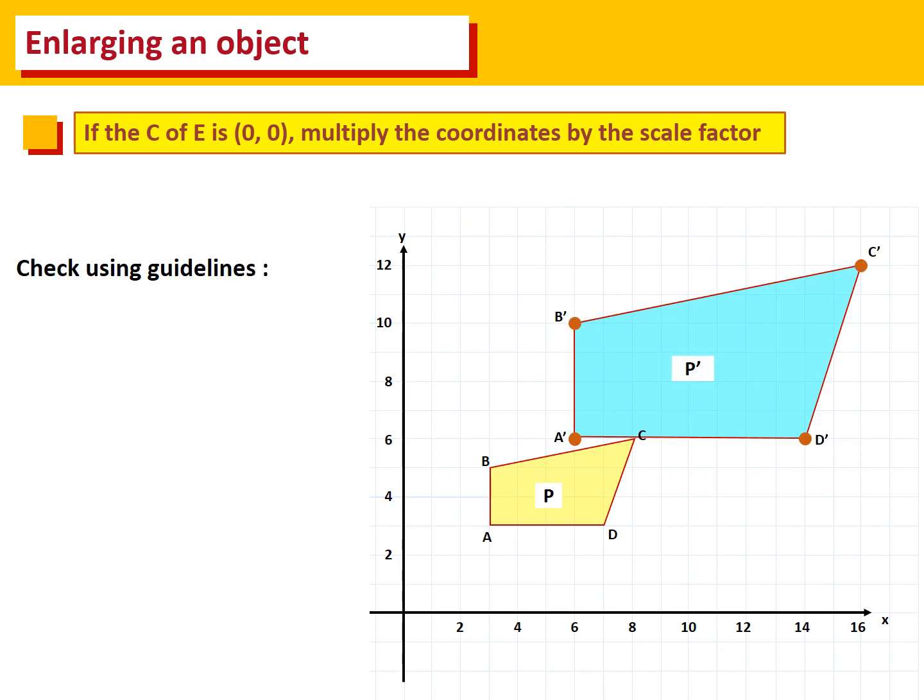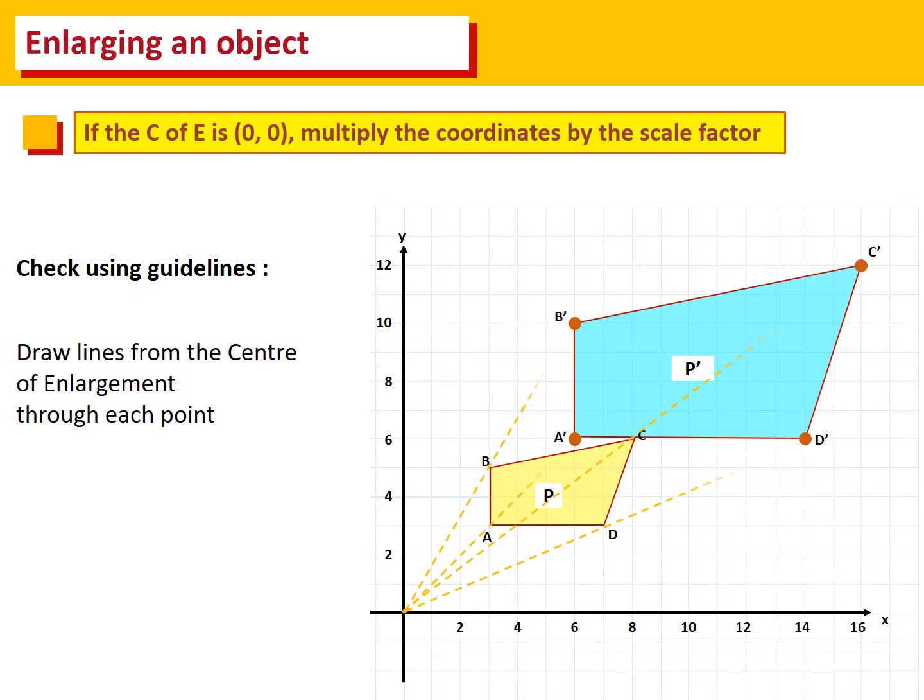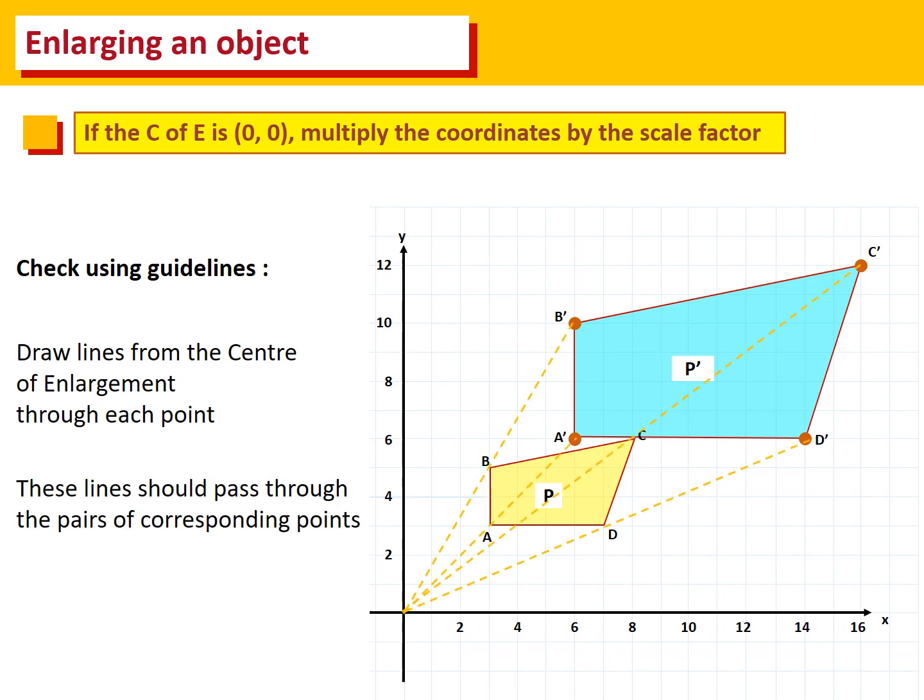We check using guidelines, which are drawn from the centre of enlargement, the origin, through each of the 4 points of P, and if those lines are extended, they should also pass through each of the 4 points of P dash. And as we can see, they do.